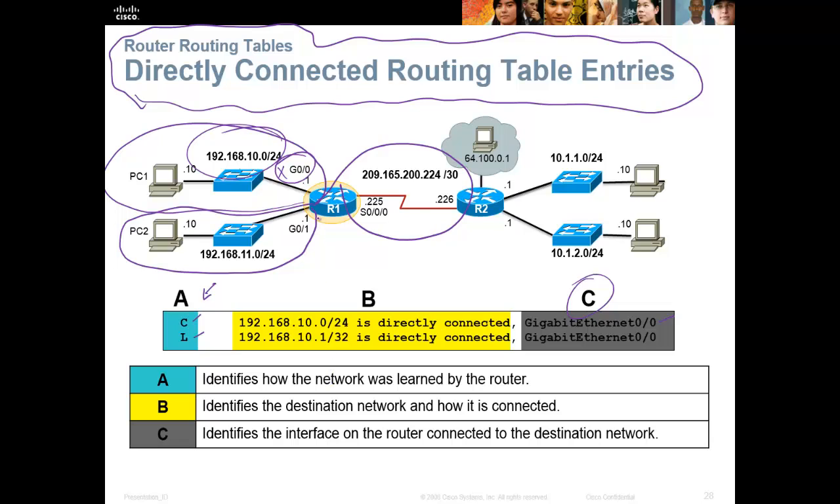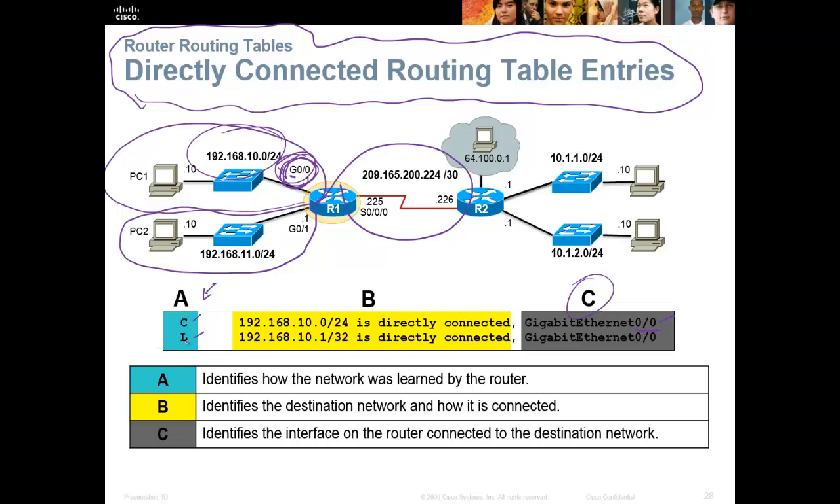So again, in this example, let's identify the first route. C is connected, directly connected, which is this network, network 10. And part B identifies the destination network. The destination network is 192.168.10.0. Which interface? Using Gigabit Ethernet, which, to make it shorter, instead of writing Gigabit Ethernet, we write just G and 0/0, as we can see here.